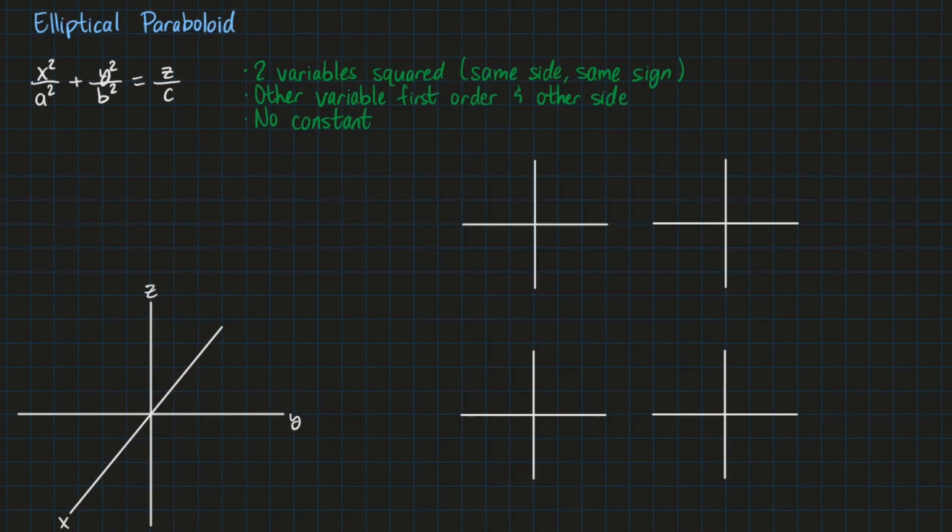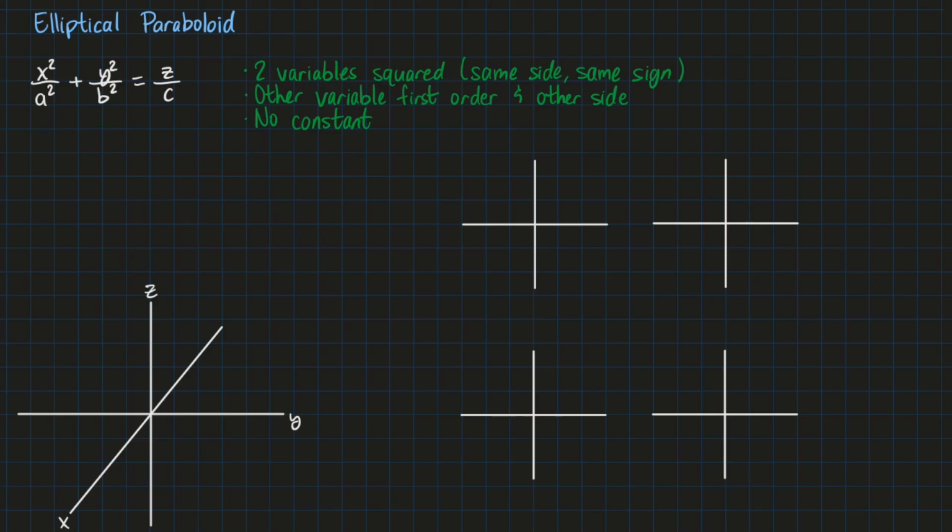Next up we have an elliptical paraboloid. You can identify the equation of an elliptical paraboloid if you see that two of the variables are squared, and when they're placed on the same side of the equation, they have the same sign. And the other variable is a first order, and it's usually placed on the other side of the equation, and there are no constants.